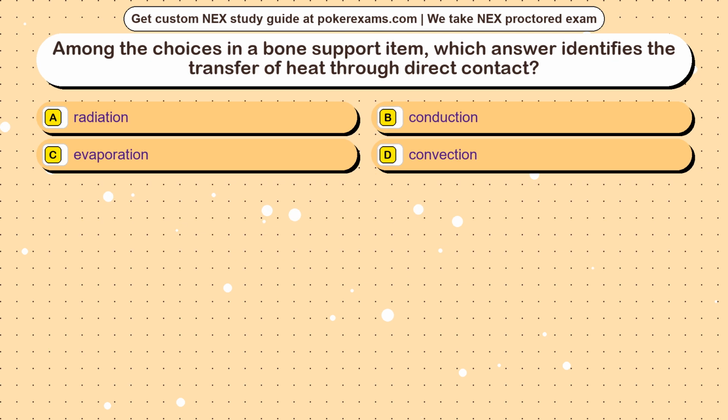Question 15. Among the choices in a bone support item, which answer identifies the transfer of heat through direct contact? Option A, radiation. Option B, conduction. Option C, evaporation. Option D, convection.